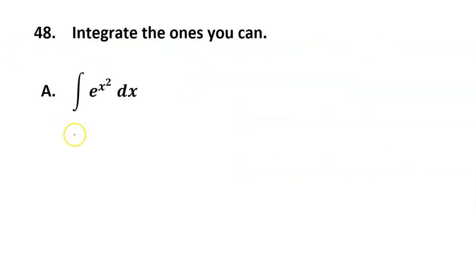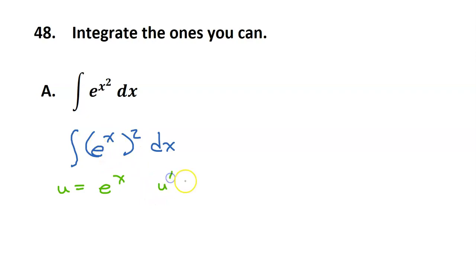Number 48, Part A. Our only hope to be able to do this one is to do some u substitution. So maybe I could rewrite this as e to the x power and then squared dx. And so the only thing I can think is, what if I let u equal e to the x power? So that would just give me u squared. That would be something I could solve. But then the problem is u prime will also equal e to the x. And there's no extra e to the x sitting around that will cancel out when I do the u substitution. So this actually will not work.